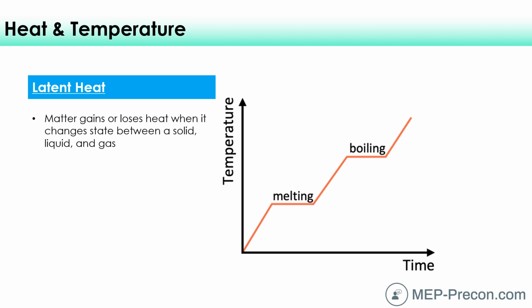And so when matter changes state between a solid and a liquid, meaning melting, if you take water, for example, from melting from ice to a liquid, or from a liquid to a gas when it boils, there's a lot of latent heat within that phase change.